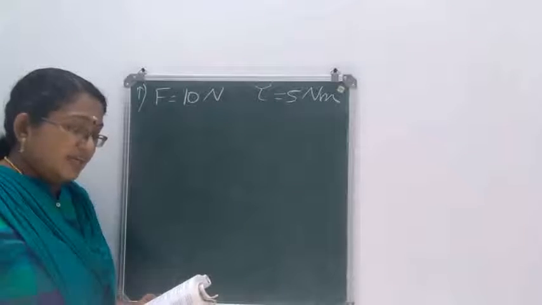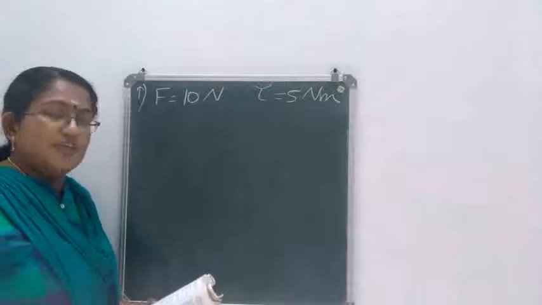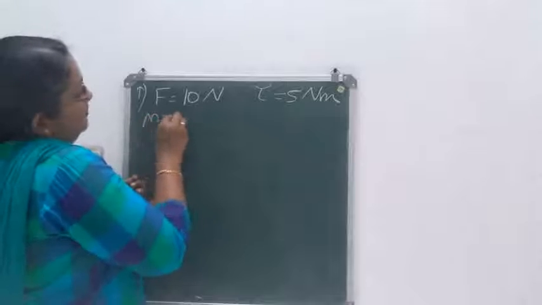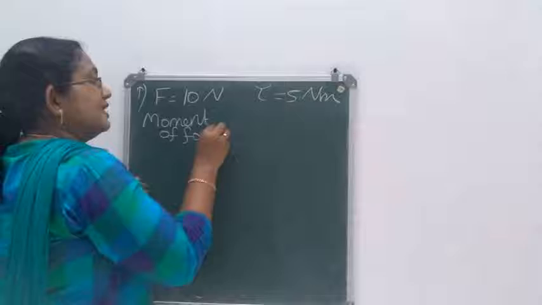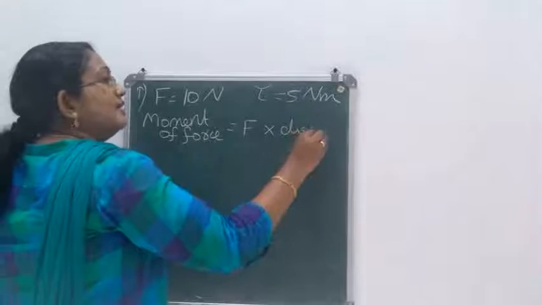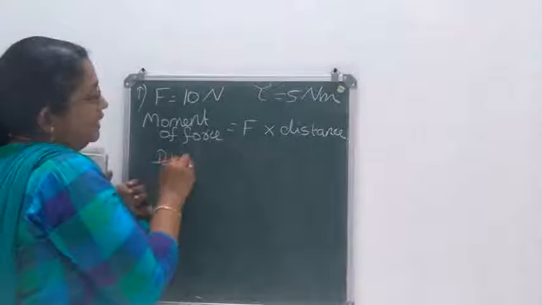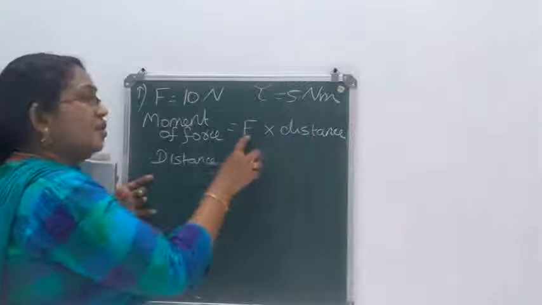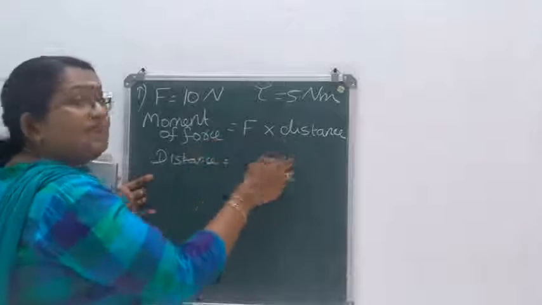And what should we calculate here? Calculate the distance of the point O from the line of action of the force. That is, you are asked to calculate the distance. What is our equation? Torque or moment of force is equal to force into perpendicular distance. And from here, what is distance? Distance will be equal to, I keep distance here. So, where will this F go? Moment of force is equal to F into distance.